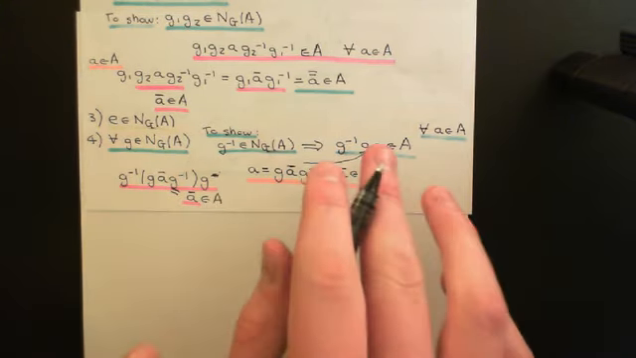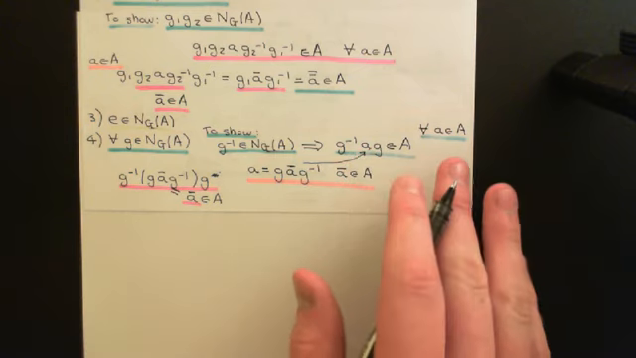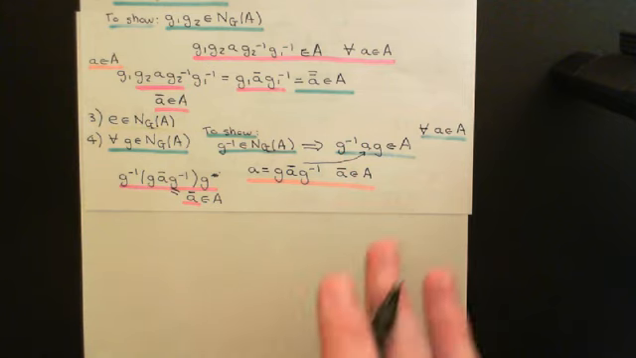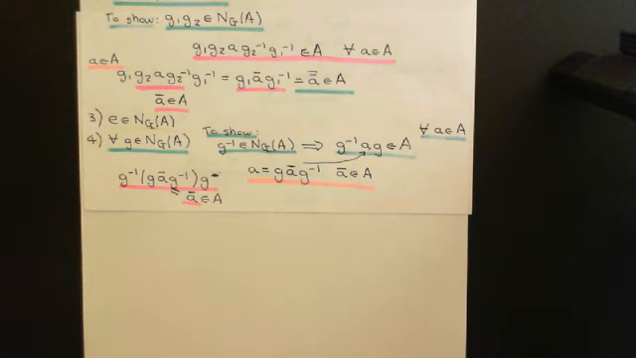Little a bar is some element of the set capital A. So I have just proven that for an arbitrary little a in this set capital A, if I conjugate it by the element little g inverse, it will be another element in that set capital A. Therefore I have proven that if little g is an element of the normalizer of A in G, then little g inverse will also be an element of the normalizer of A in G, and therefore that the normalizer of A in G actually does obey the fourth axiom of group theory, and that's the fourth and final one.